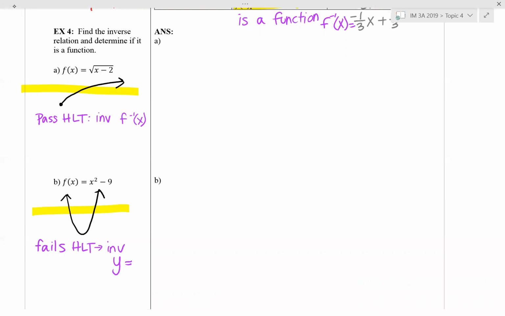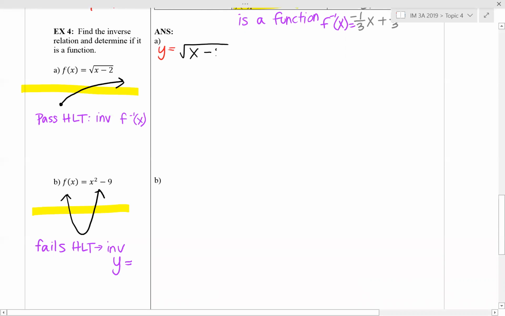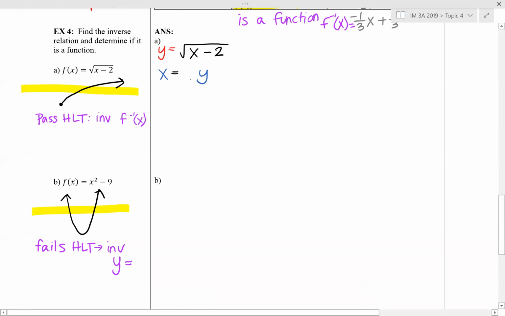So we're going to start by changing f of x to y. So this equation is going to be y equals the square root of x minus 2. The next step in finding the inverse is the most important one. We're going to switch x and y. That's the idea of inverse. So that's the big takeaway from this section, is that to create an inverse function, I switch the role of x and y. Then I want to solve.